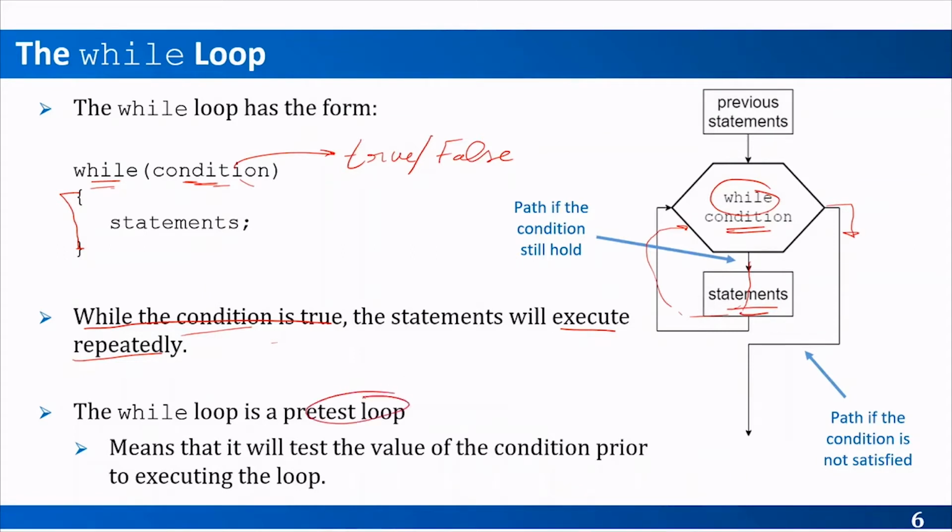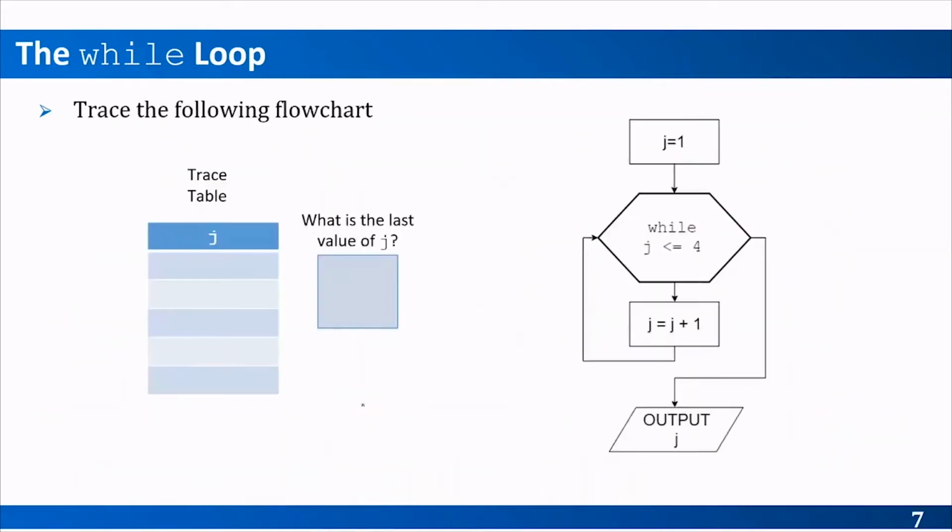in this loop as the pretest loop. So while loop is a pretest loop. Now let's try and trace this code. So we initially have j is equal to 1. All right. So if I want to trace a code, I would go here and say initially j is 1. And then I say, okay, while j is less than or equal to 4, keep doing something.